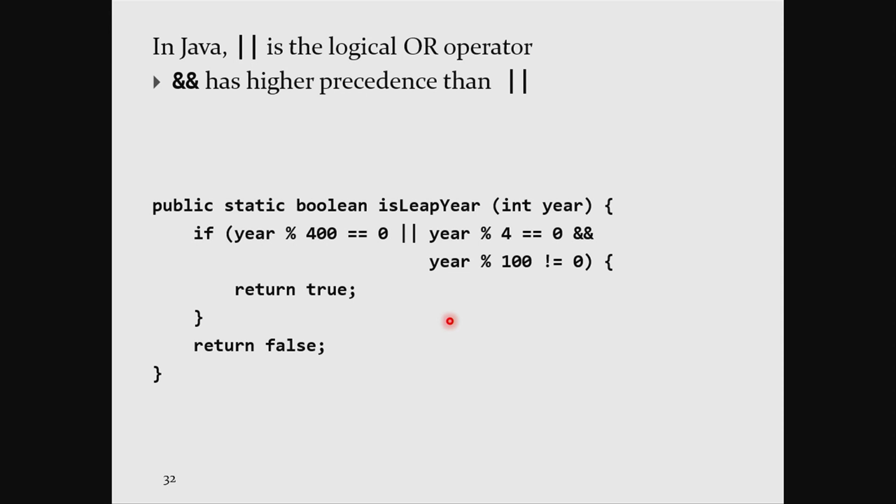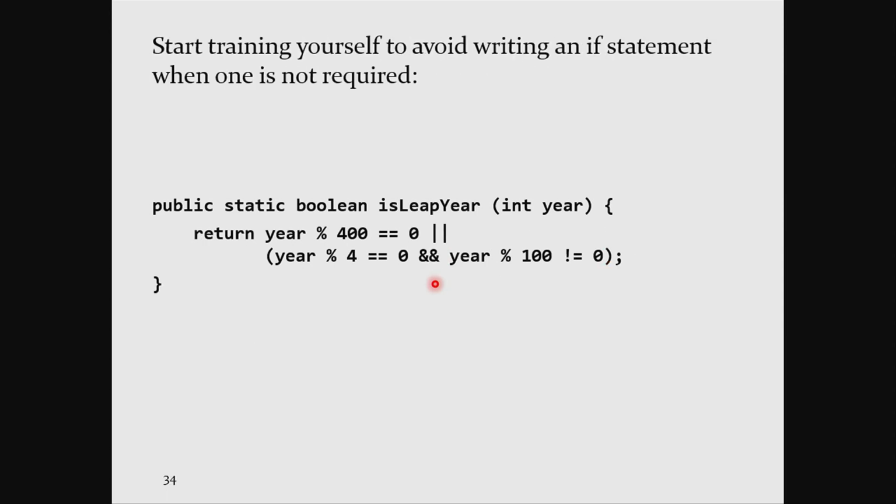as you become more mature as a programmer, you should avoid doing this sort of thing. What you should realize is that this is a condition up here. It's some compound condition. The value of the condition is either true or false. So you can simply return the result of the condition. Start training yourself to write that instead. Rather than using an if statement, just return the result of the condition. If this thing evaluates to true, it returns true, so it is a leap year. If that thing evaluates to false, it returns false. It's not a leap year.